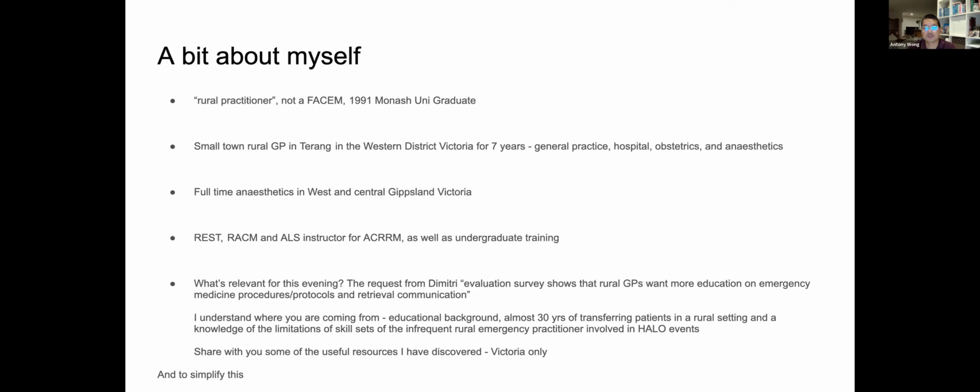And so being able to bring out the skills and remember the protocols and get your confidence up for these. I've been there, but I wanted to share with you some useful tips and tricks and some useful resources I've discovered. Unfortunately, it's only Victoria. And to break it down and to simplify it and not make it so overwhelming and complex.